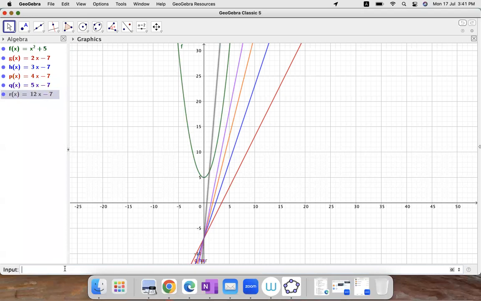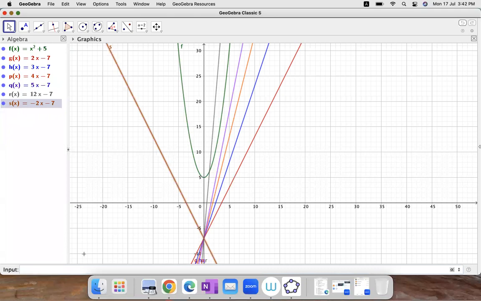We can also use negative values, minus 2x minus 7. Now compare these two lines. If you can see my cursor, this is negative 2, this is positive 2. So they reflect each other on either side.